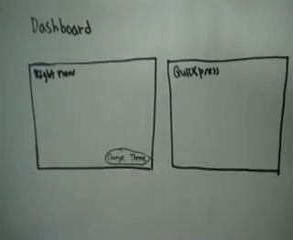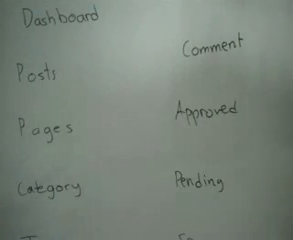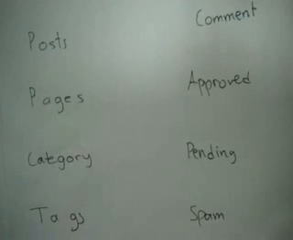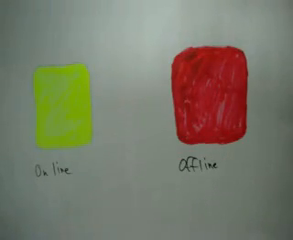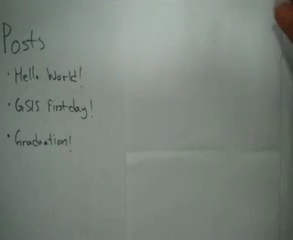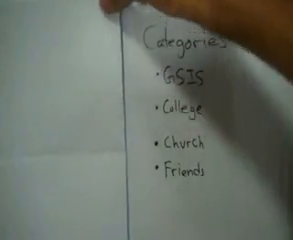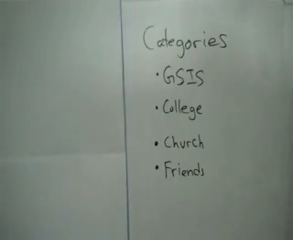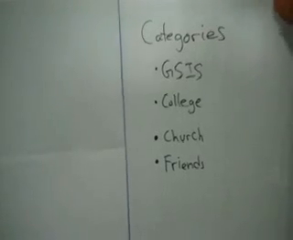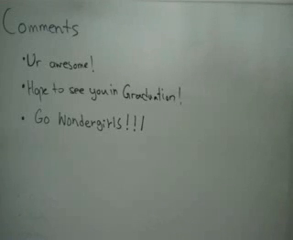Now, let's look at your dashboard. In your Right Now section, there are 8 links called Posts, Page Category, Tags, Comments, Approved, Pending, and Spam. These can tell you the recent activities that happened while you were online and offline. You can see the post I made, which is Hello World, GSS First Day, and Graduation. Also the categories. I have made categories which is GSIS, College, Church, and Friends. As well as comments which I received from other people.